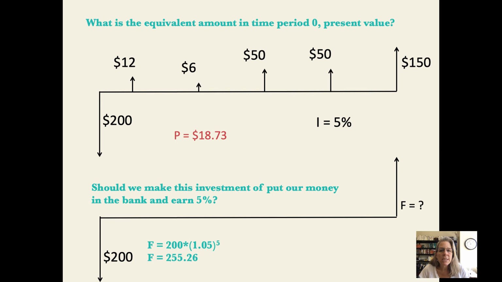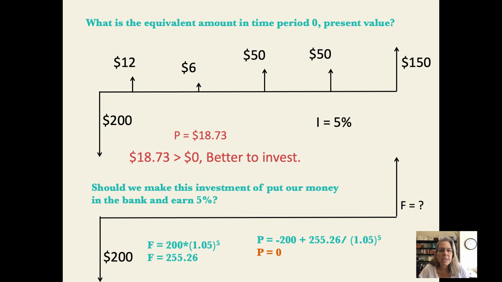And in this case, we're going to have $255.26, because we're going to put it in the bank and earn 5 years of interest at 5%. If we then take that and calculate the present value of the $200 now and the $255.26 in 5 years, that ends up to actually be 0. So we can look at the alternative of making this first investment, or we can look at the alternative of putting the money in the bank. And in this case, 18.73 is greater than 0, so it's better to make that investment on the top there and not just put our money in the bank.